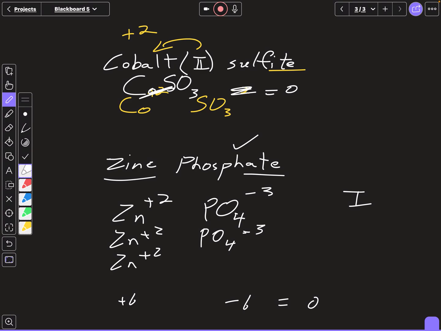And then I would write my formula. It would be Zn3, and then PO4. But since I have more than one of them, I would need to put the formula in parentheses and put the 2 on the outside.